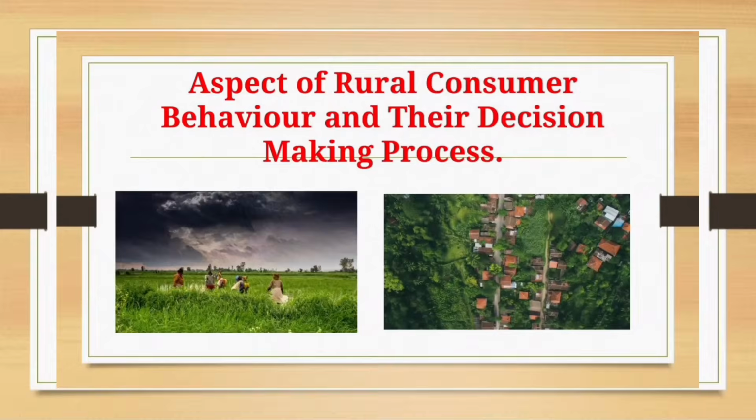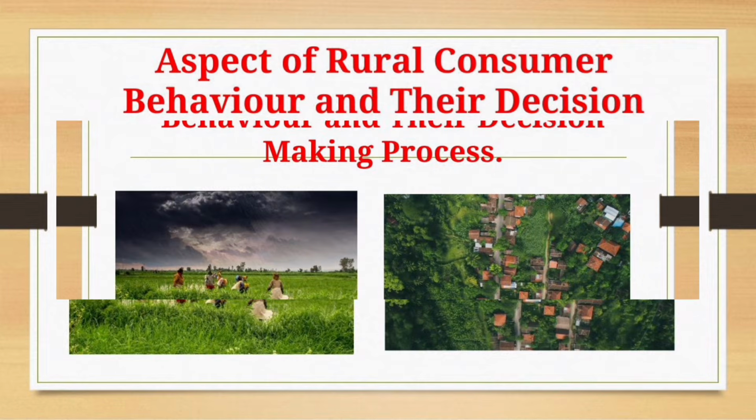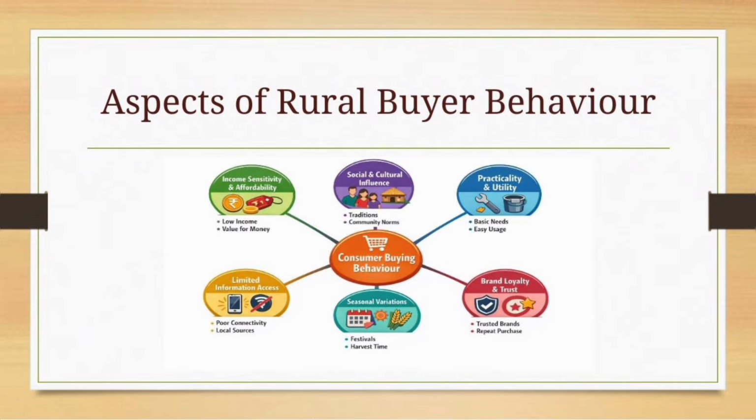I'm going to talk about the topic on aspects of rural buyer behavior and their decision making process. First of all, I would like to talk about rural people. They mainly depend on agriculture and agri-based work. Therefore, their income level is generally low when compared to urban people.